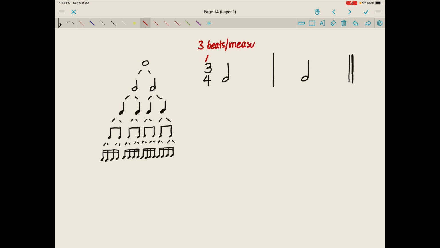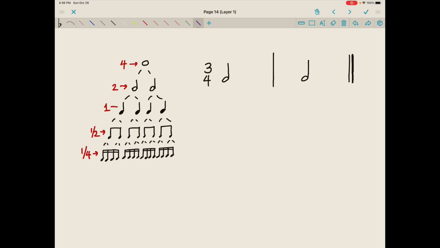And then the bottom number will tell us what kind of note or rest value will be our beat or pulse note. In this case, think of it as the denominator of a fraction. It reminds us that a quarter note or quarter rest will be our beat or pulse note. So now we can apply this to our note value pyramid. Quarter notes will be 1 beat, half notes will be 2 beats, whole notes are going to be worth 4 beats, eighth notes half a beat, and 16th notes just a quarter of a beat.